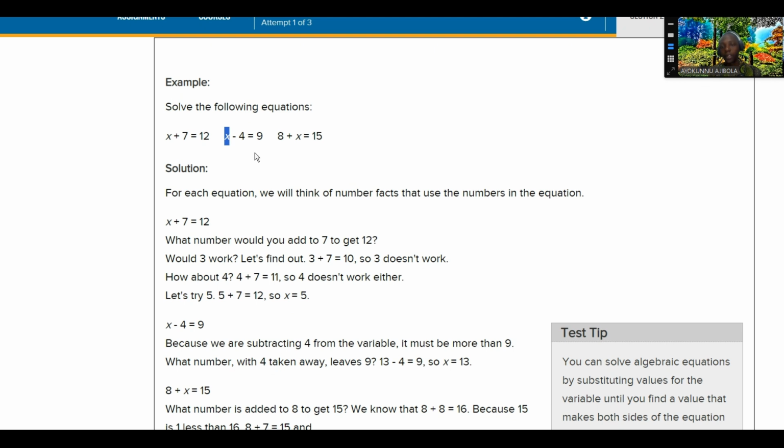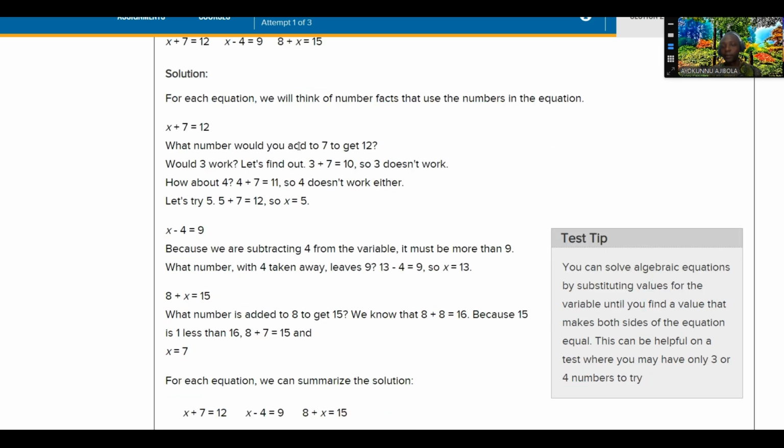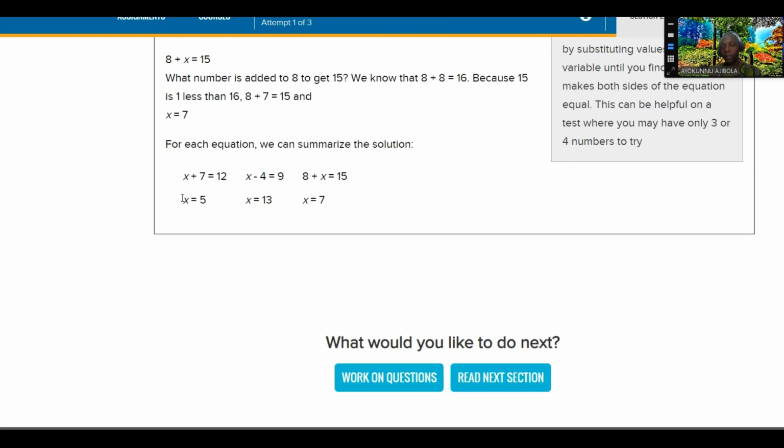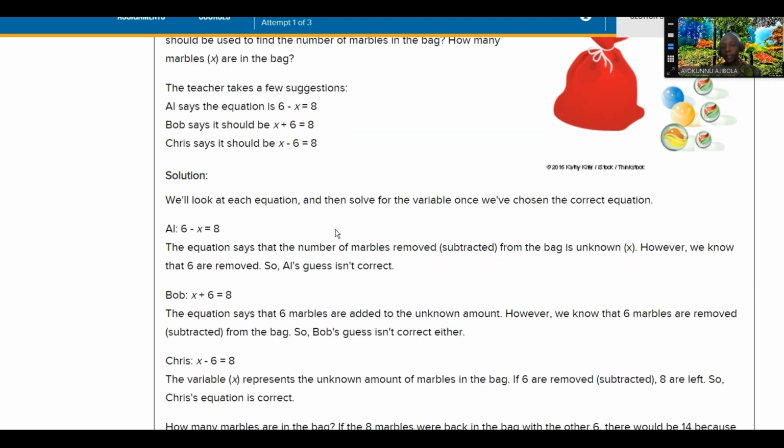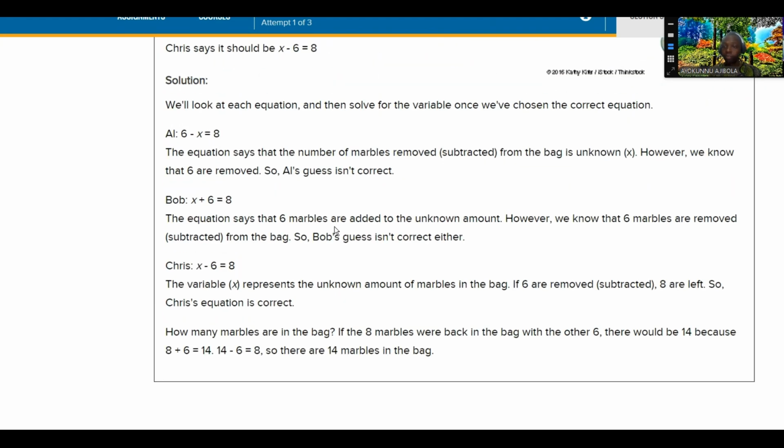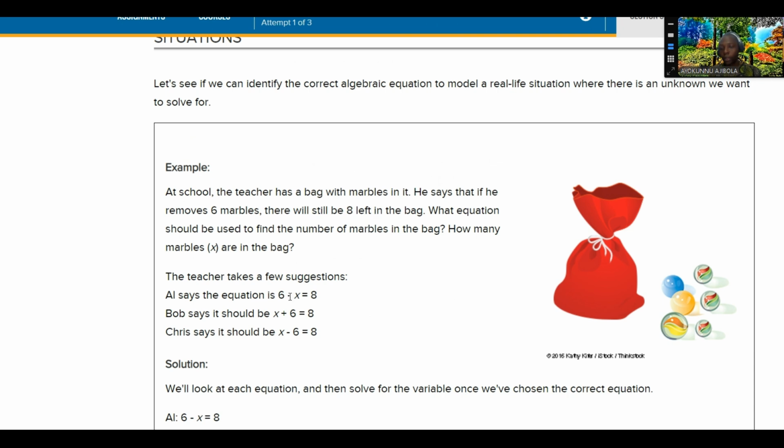What about the last one? X is here. Let 8 that is positive go out to become negative. Then it will be 15 minus 8, which is 7. So that means if you add 7 to 8, you get 15. Is that clear? Yes. Okay, so those are the steps. So you can see our x's are 5, 13, and 7. Let's go to the next section and look at some examples. Okay, this is just trying to show us the steps.